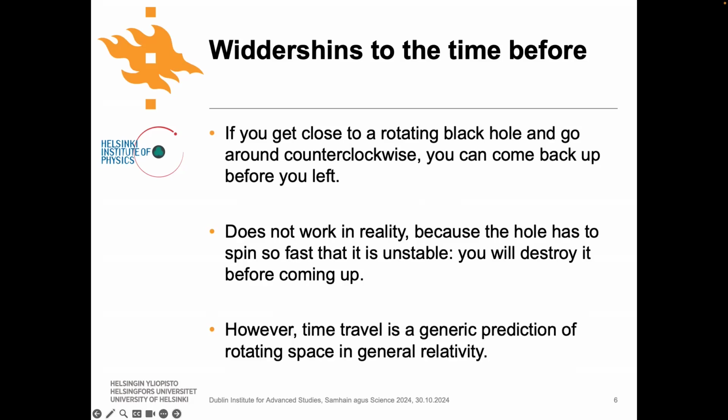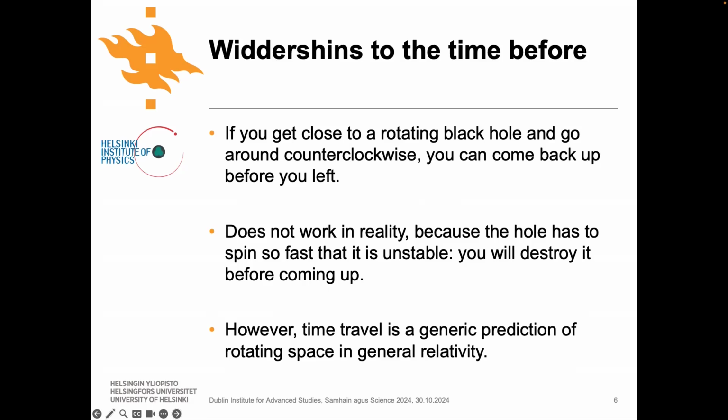Nevertheless, time travel is actually a very common feature of solutions of general relativity. And not all of these solutions are unstable. So if you just take something that is compact enough and is rotating fast enough, and you go counterclockwise, then you're mixing space and time, and you can go into the past. So the idea is basically that time moves differently in different directions in different places. So instead of going like this, you go like this, and then you cross back.